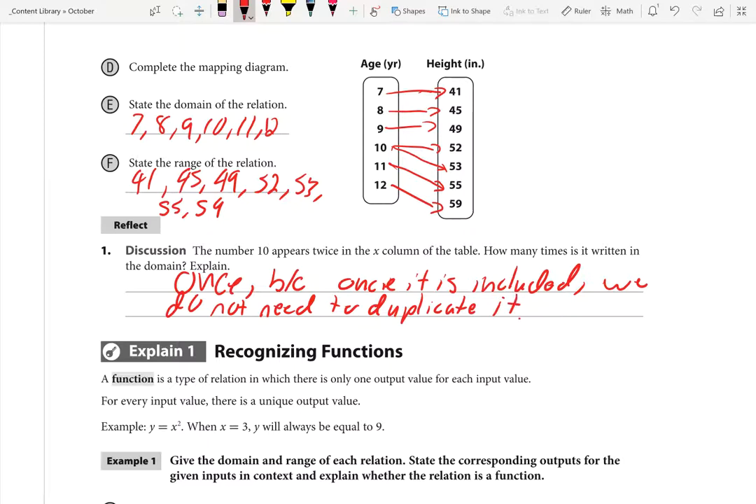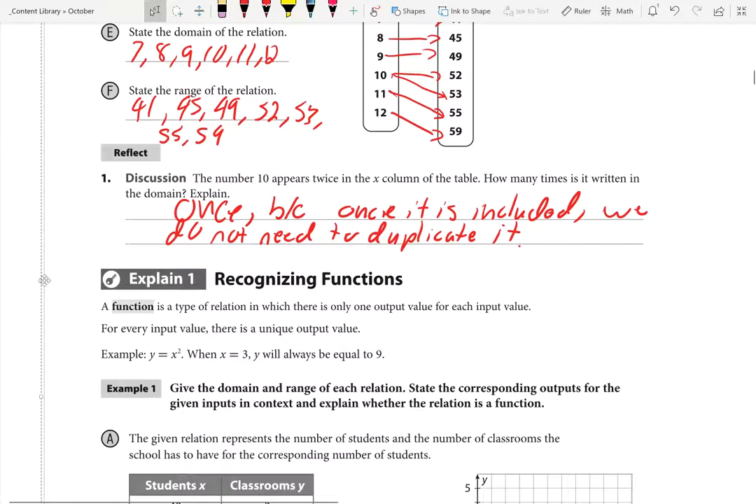We're saying we already have a boy that's 10 years old. We've included it. We've noted it. There's that value. What does the book say? The book says the number 10 is written only once in the domain. The domain is a list of the input values, and a number should only be listed once, no matter how many times it actually appears in the relation. So it only has to show up once. We only have to write it down once to say, hey, we've accounted for it. We don't have to account for it every single time.